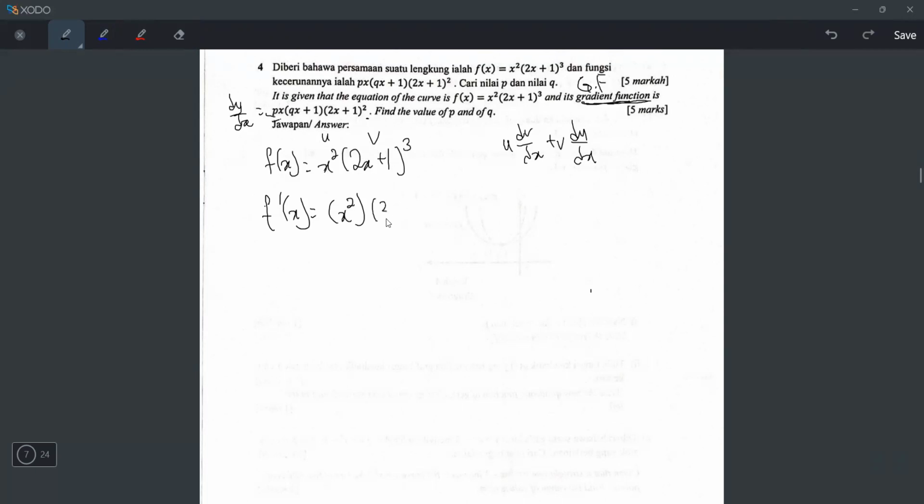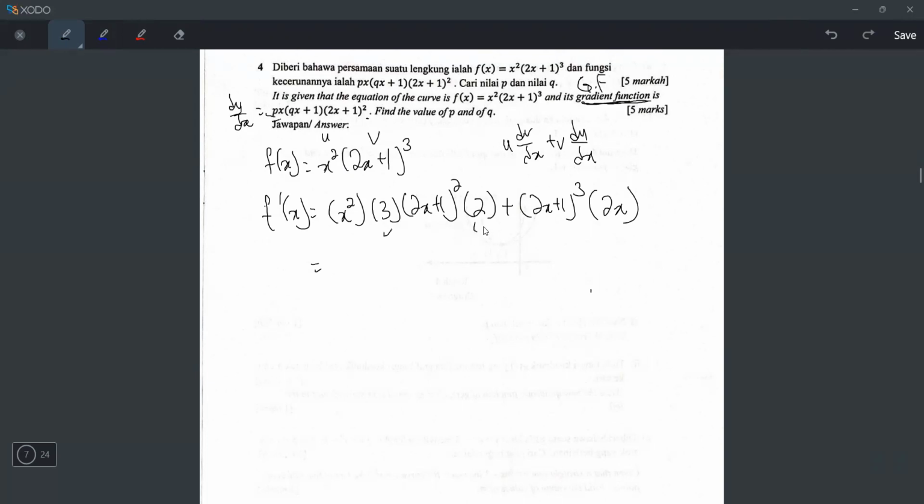The 3 I can put in front, and then 2x plus 1 power minus 1 is 2, and then don't forget to differentiate inside the bracket again. Differentiate 2x is 2, differentiate 1 is 0. Plus copy v, differentiate u now. Okay, copy v, 2x plus 1 power 3, and then differentiate u. Differentiate x squared, you end up with 2x.